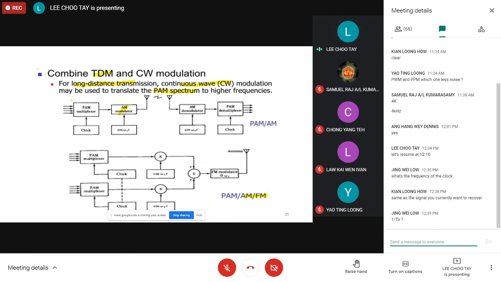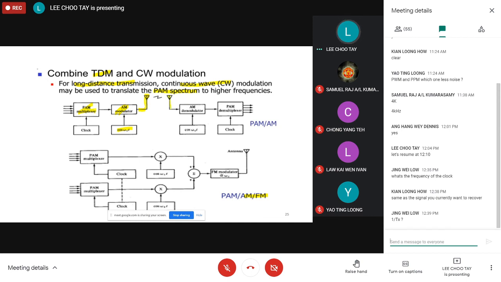So what we can do is here we have a PAM multiplexer where we combine several PAM signals together. After that, we perform amplitude modulation on the combined signal. And this example basically is just a double sideband suppressed carrier modulation, isn't it? Because we make use of a carrier component here. Of course, you can also use double sideband full carrier. And then you transmit wirelessly over the radio channel.